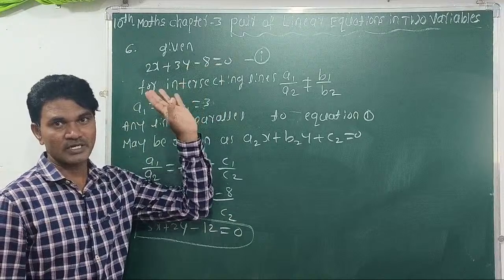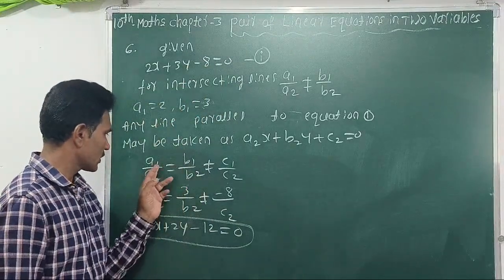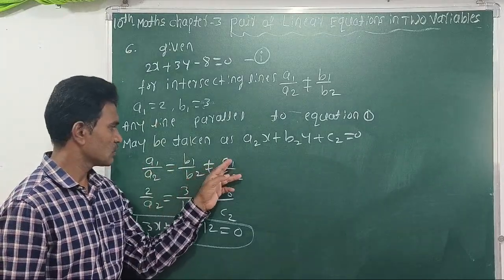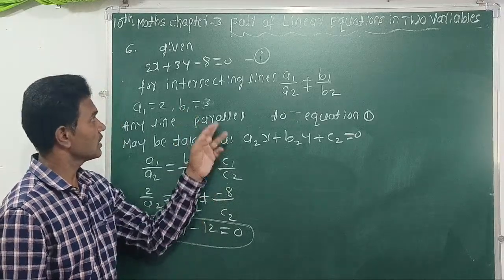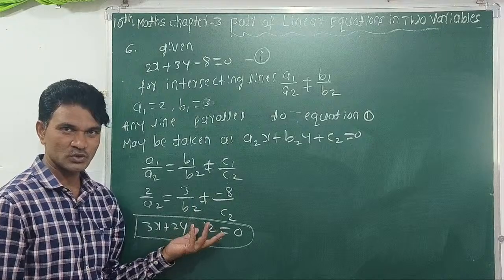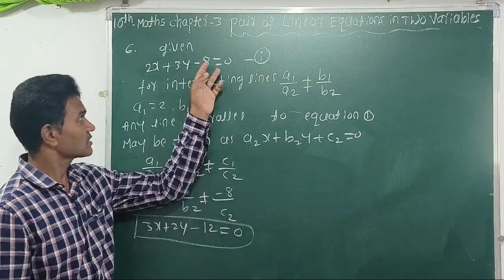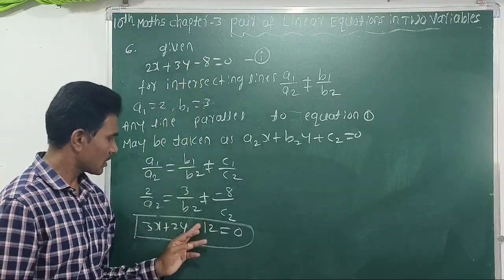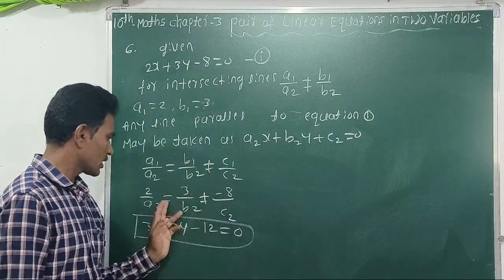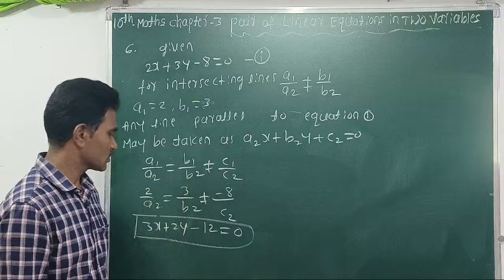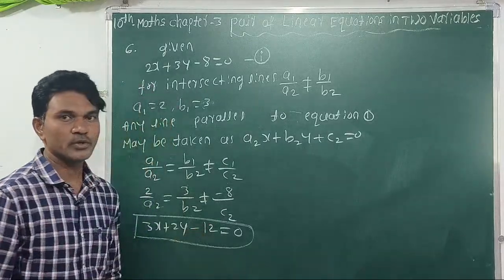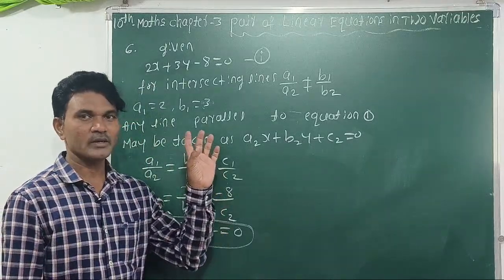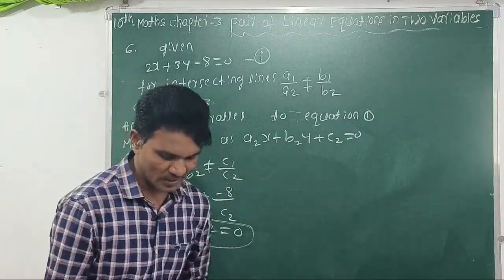Here the c value doesn't matter. We have to concentrate on a1 upon a2 and b1 upon b2 because these ratios should be equal. c1 upon c2 does not equal, so that is why we can write c2 as minus 12, minus 9, whatever it may be. Minus 8 upon minus 12 need not equal a1 upon a2, b1 upon b2. So in the same way you have to find out another equation for when lines are coincident. Do as homework.